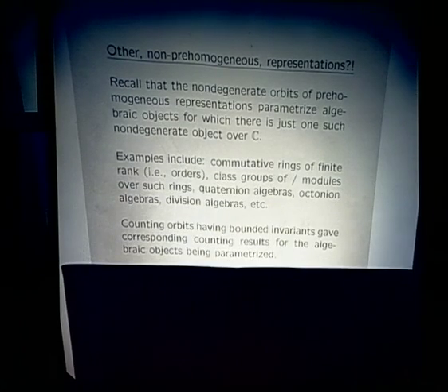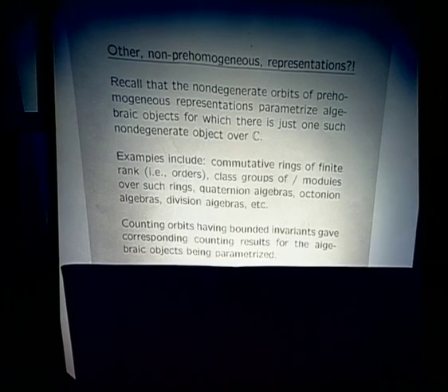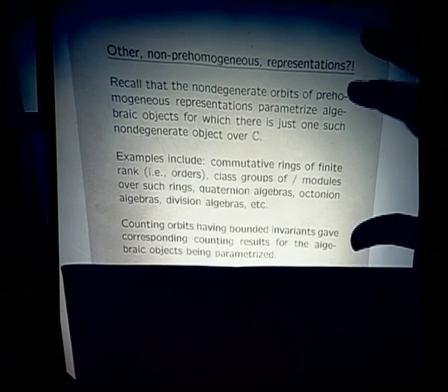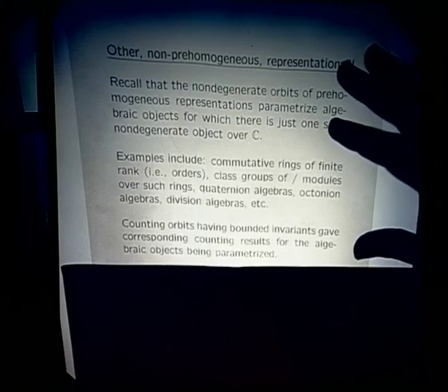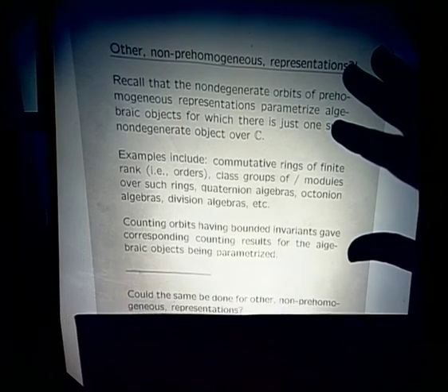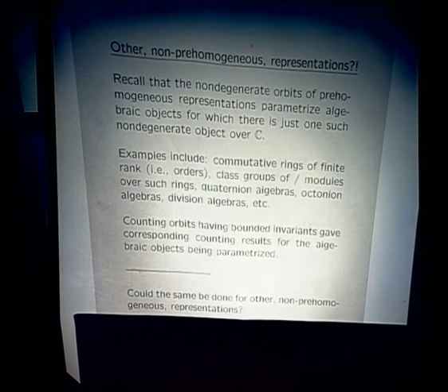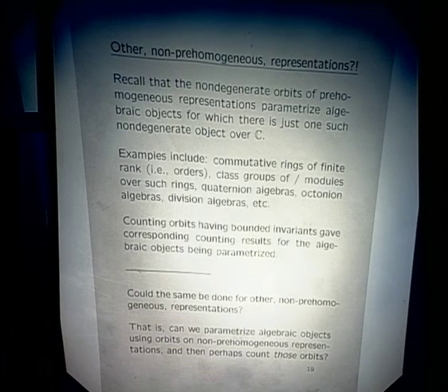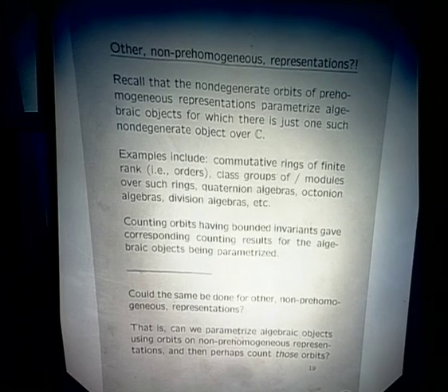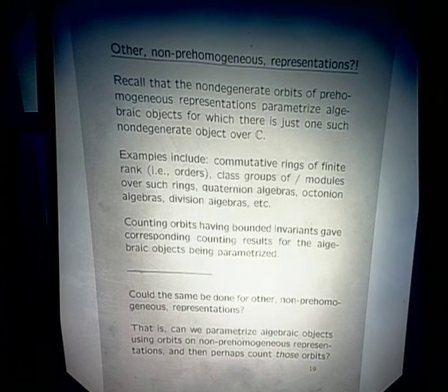Okay, so that's kind of what I said there. Prehomogeneous vector spaces correspond to things that are trivial over C. Just think of it that way. And so now the question is, can we start looking at non-prehomogeneous representations and look at the integral orbits there, and maybe they'd correspond to interesting algebraic objects in which there's more than one isomorphism class even over C. So can we parameterize such algebraic objects and then gather information about the statistics of those objects by developing counting methods for more general representations?